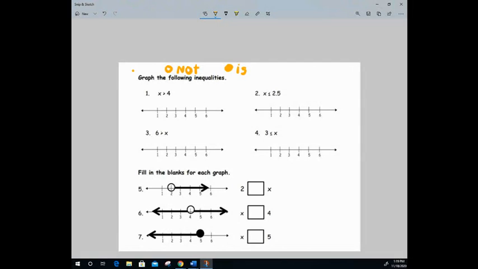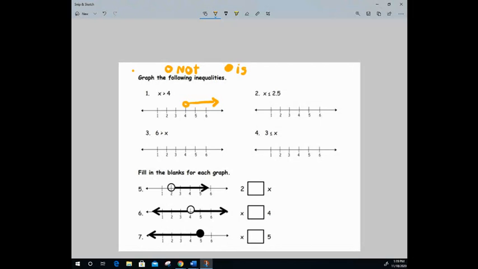X is greater than 4. That means X cannot be 4. So therefore, we're going to have an open circle above 4. And then now we need to figure out which way our arrow is going to go. So our arrow is going to represent any values that could represent x. So what are some numbers that are greater than 4? 5 is greater than 4, 6 is greater than 4. So that means that our arrow is going to be moving towards the right, okay? Because our arrow represents x, or any number that could represent x.